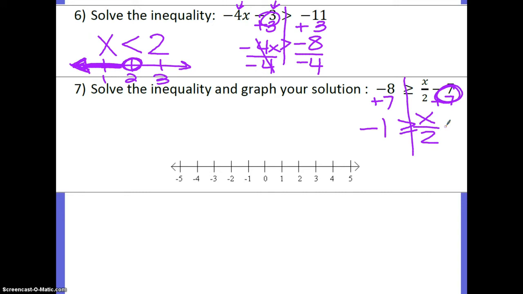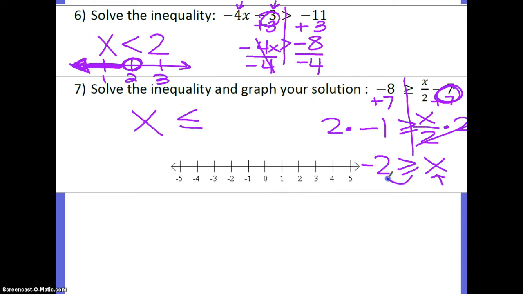Dividing 2, I need to times by 2 on both sides. 2 over 2 is 1. Bring down our x. I did not times by a negative 2, so I keep my symbol the same. 2 times negative 1 is negative 2. And notice x is on the wrong side, so I flip it over. x. Flip my sign.